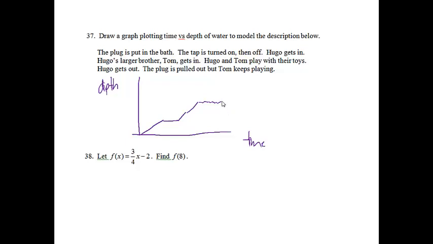Then Hugo gets out, which is going to make the water level go down a little bit. And then the plug is out, but Tom keeps playing. So I'm assuming that it's going to just kind of do a gradual decline till there's no more water in the tub.